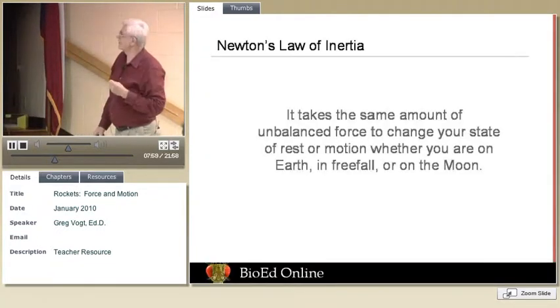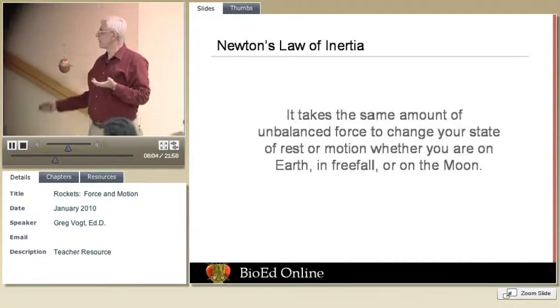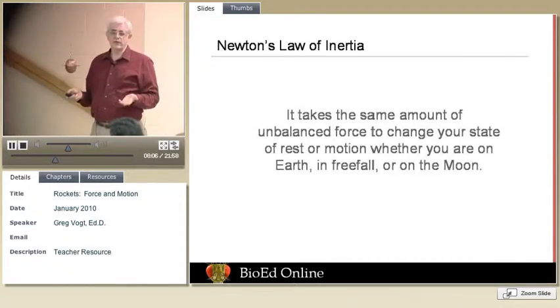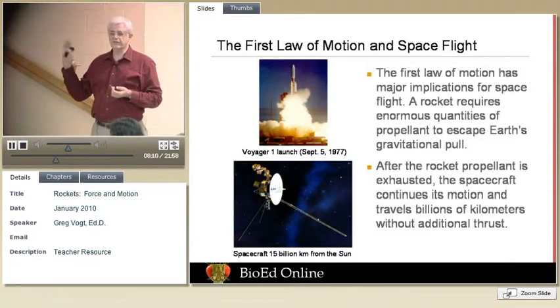Okay, so it takes the same amount of unbalanced force to change your state of rest or motion, whether you're on Earth or in free fall or on the moon. It still takes the same amount of force. Now, here's the implication of this first law. It's a very powerful implication.